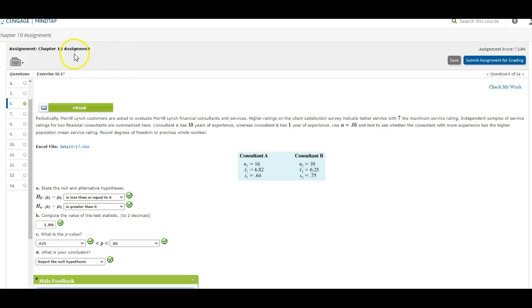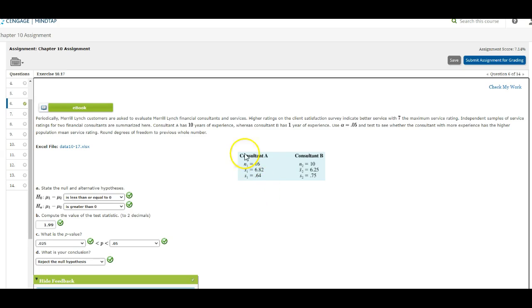All right, we're looking at Chapter 10 assignment, Problem 6. We are given information about the customer satisfaction survey results for two different consultants, where the maximum service rating is 7. So we have a more experienced consultant with 10 years of experience and a relatively new consultant with 1 year of experience. Using an alpha of 0.05, we want to know, is there any significant difference between these two ratings?